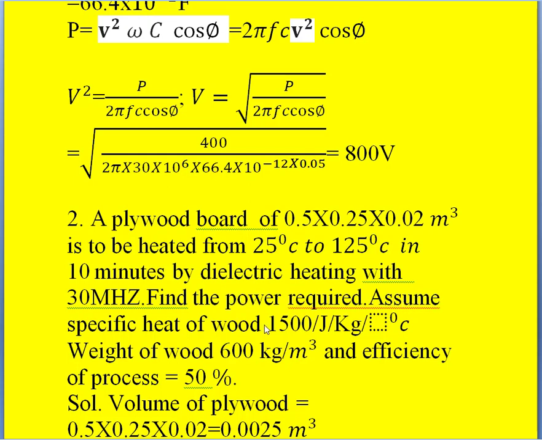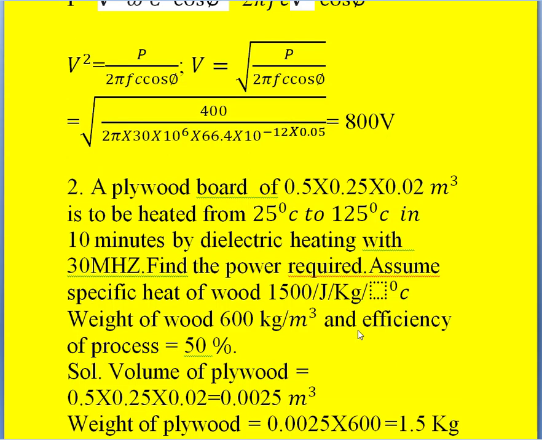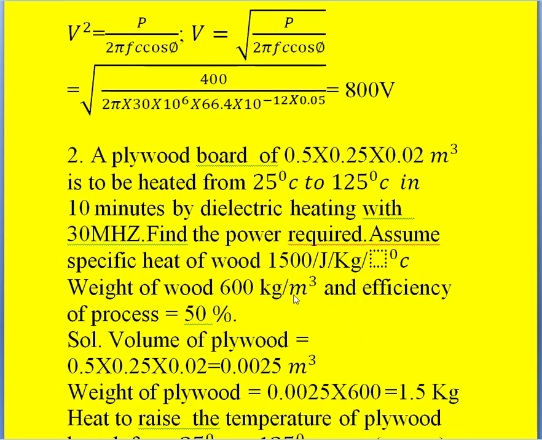Assume the specific heat of the wood is 1500 joules per kg, the weight of wood is 600 kgs per meter cube, and the efficiency of the process is 50%.